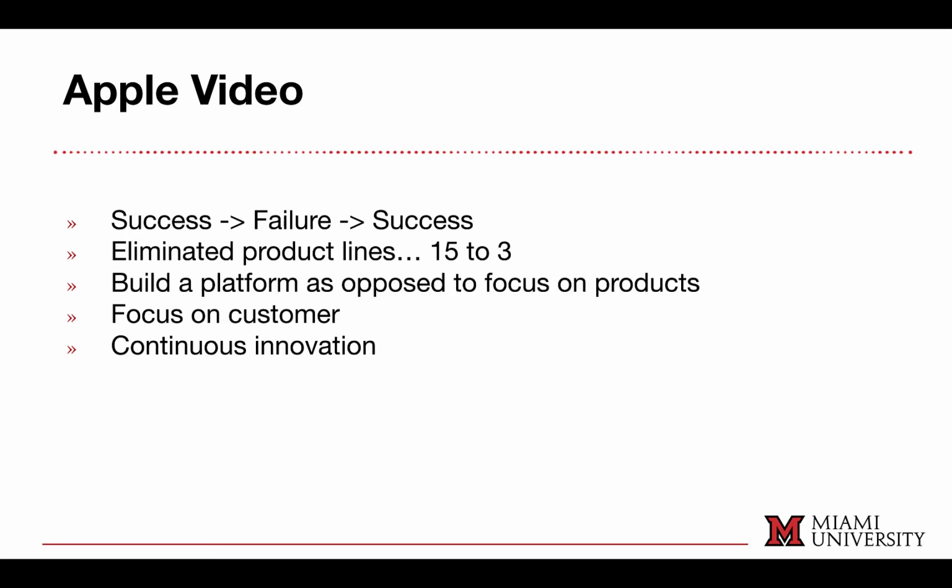And then things didn't go well after Steve Jobs left. So Apple kind of went through this period of success at first, went through failure, then returned to success. And what the video points out as being reasons for that return to success was, again, focusing on the things that were successful before, and simplicity being a key feature there, eliminating the number of product lines, going from 15 to 3, building a platform instead of building separate products. So the platform extends through all of the products that they offer.